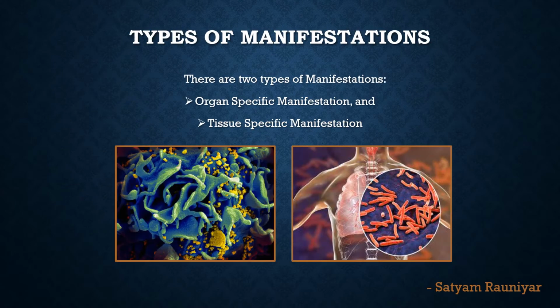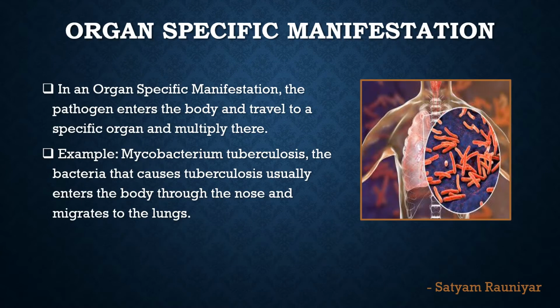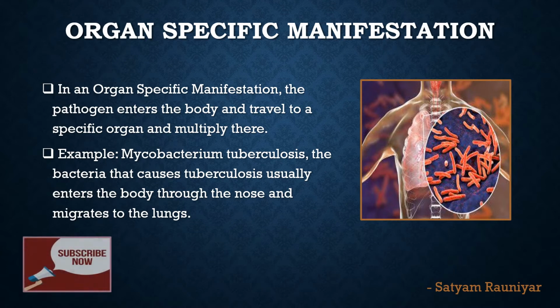Types of manifestation. There are two types of manifestations: organ-specific manifestation and tissue-specific manifestation. Organ-specific manifestation: in an organ-specific manifestation, the pathogen enters the body, travels to a specific organ and multiplies there. Example, Mycobacterium tuberculosis, the bacteria that causes tuberculosis, usually enters the body through the nose and migrates to the lungs.